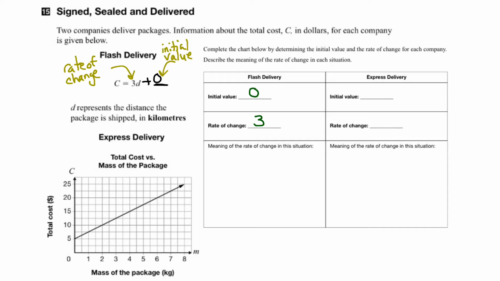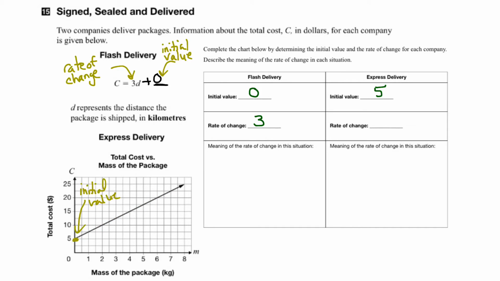Now let's look at the express delivery service and the graph. Well, the first point here where it crosses the vertical axis, that would be the initial value. So our initial value here would be 5. And by the way, since it doesn't go through the point 0 down here, we know therefore that this is partial variation. Then to get the rate of change, what we have to do is find the rise over the run, or the slope, of this line.